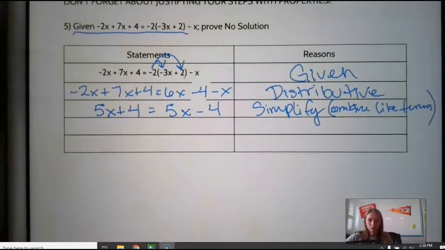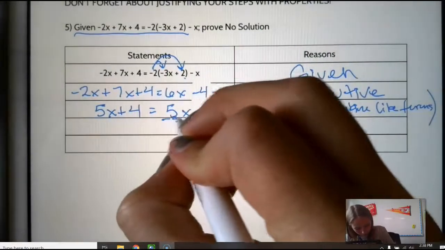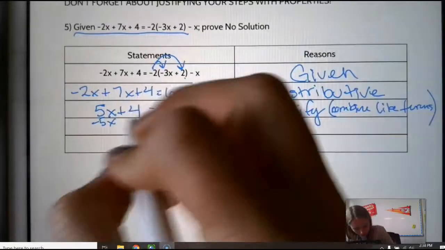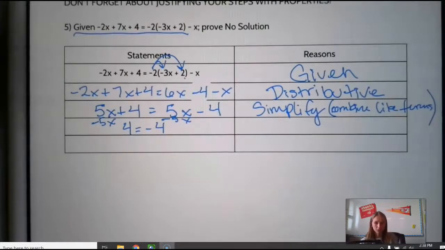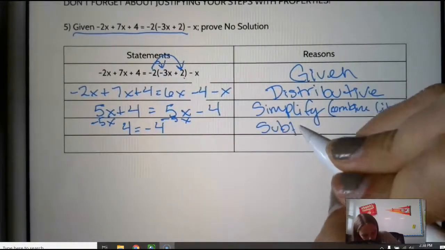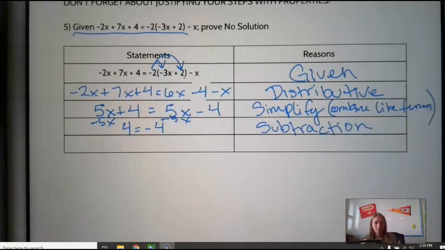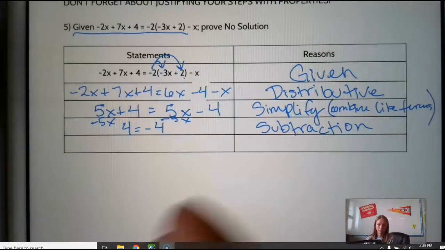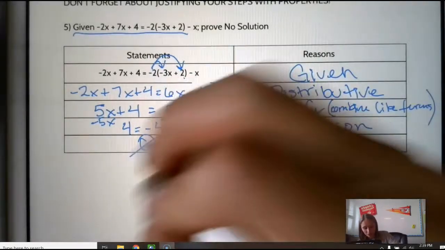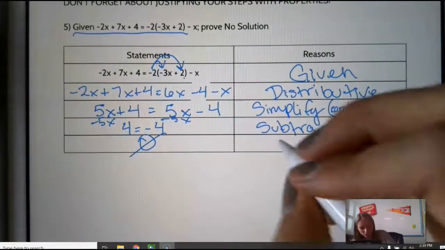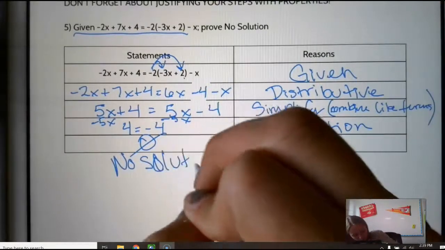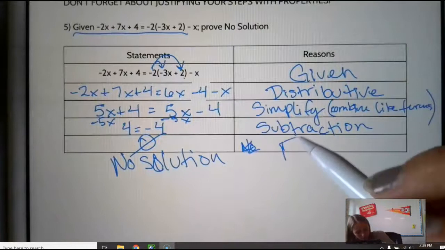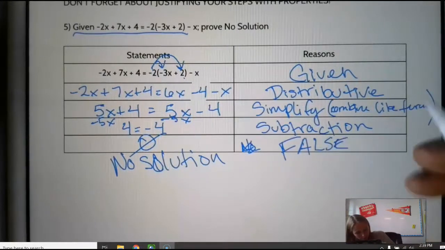Alright, now what I'm going to do is I'm going to subtract 5x from both sides, and I end up with 4 equals a negative 4. What did I just do? I subtracted. So subtraction. Alright. So now, is this true? No. That is a no solution. So, no solution. So this is a false statement.